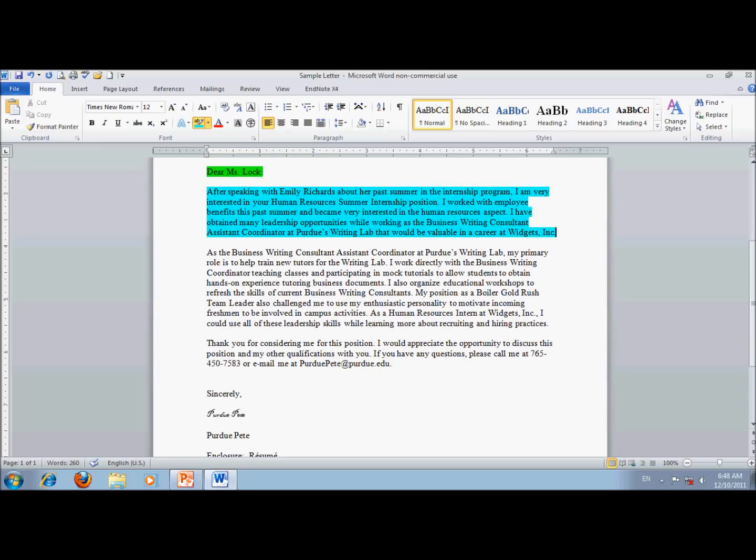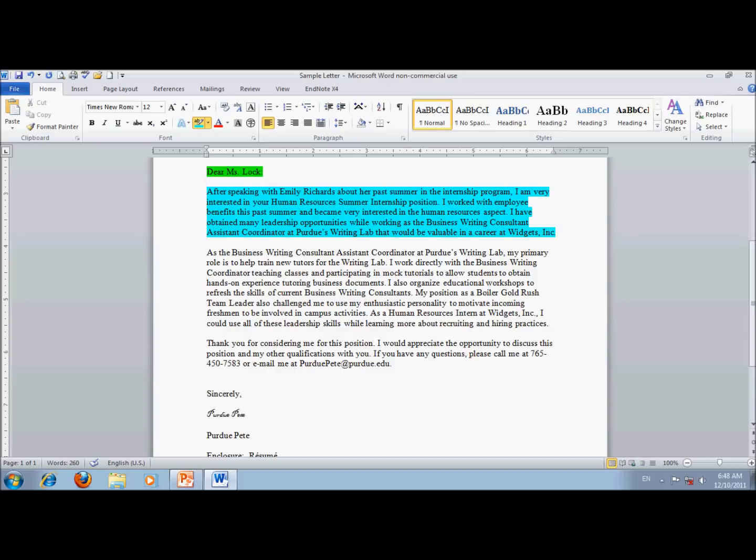From here, let's look at the letter's first paragraph, the introduction. Here you'll want to get your reader's attention and introduce yourself. You'll notice that this person makes a connection with their reader by mentioning that they talked with someone who has already participated in the program that they want to be a part of. The writer then explicitly says that they're interested in a particular position. They say, "After speaking with Emily Richards about her past summer in the internship program, I'm very interested in your human resources summer internship position."